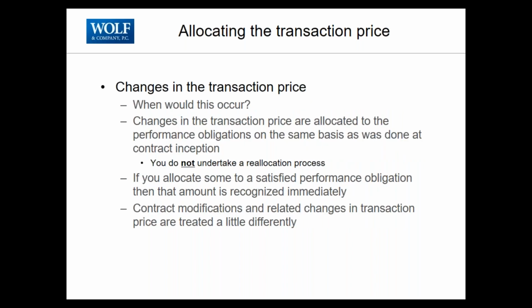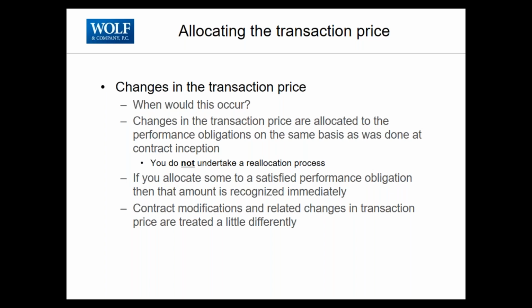So, changes in the transaction price. How would a change in the transaction price come about? Well, you'll recall when we were talking about variable consideration, I reminded you that the estimate of variable consideration would need to be updated each reporting period. So that is one element of change that could take place, but certainly not the only one.